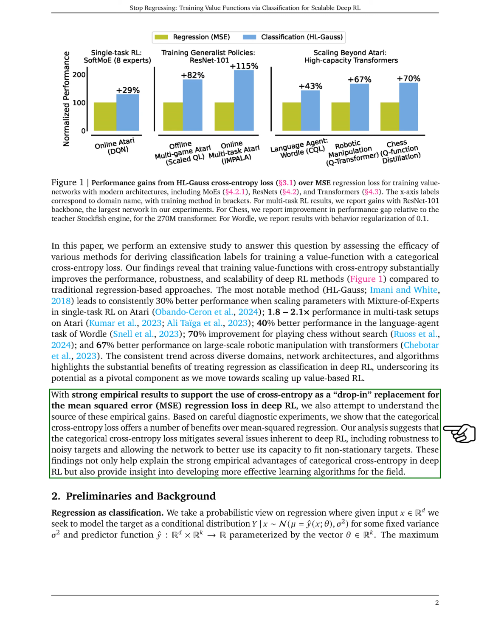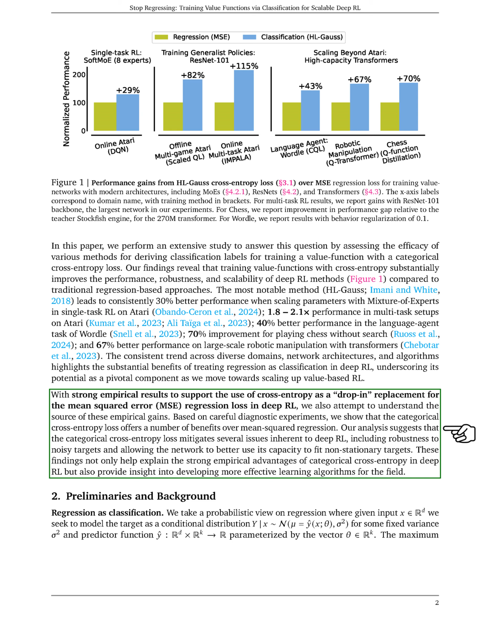Through detailed diagnostic experiments, we found that the categorical cross-entropy loss addresses several issues inherent to deep RL, such as robustness to noisy targets and enabling the network to more effectively utilize its capacity to fit non-stationary targets. These insights not only help explain the strong empirical advantages of using categorical cross-entropy in deep RL but also offer guidance for developing more effective learning algorithms in the field.